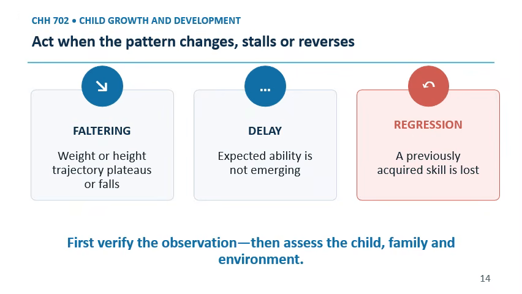Documentation of onset, sequence, associated symptoms, and contextual changes can help clarify the problems. Before acting, verify the pattern. Was the age correct? Was the measurement technically sound? Has the caregiver had an opportunity to observe the skill? Then assess the child broadly: nutrition, illness, hearing, vision, neurological function, interaction, safeguarding, and care environment.